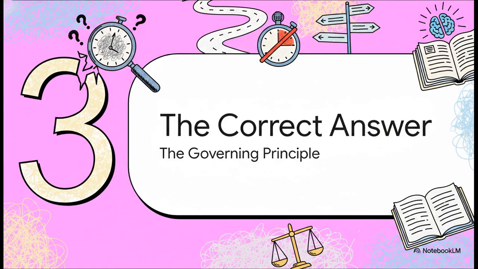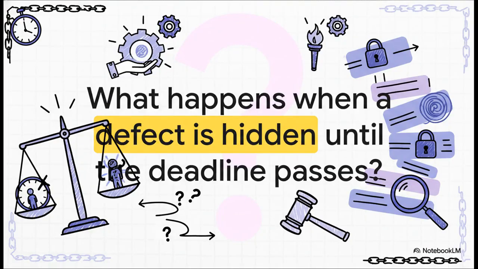Okay, so we've knocked out all the wrong answers. What's left has to be the right one. But before I just give you the answer, let's circle back to the core dilemma of this whole situation. What's the real problem we're trying to solve here? So here's the fundamental question, right? How does the law strike a balance?